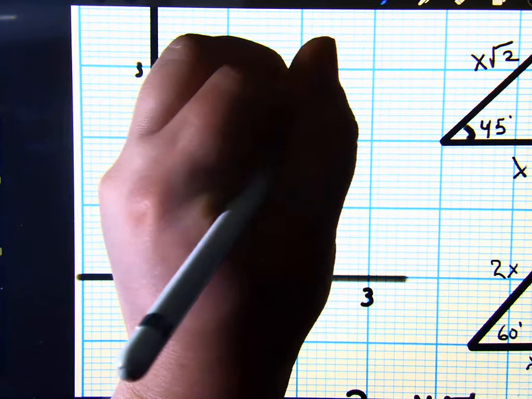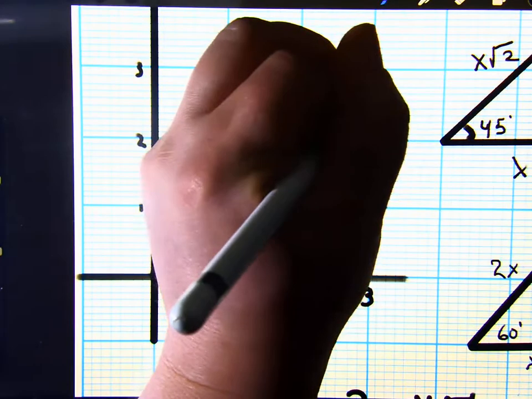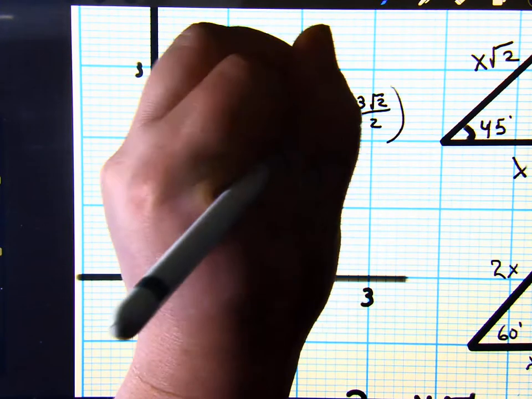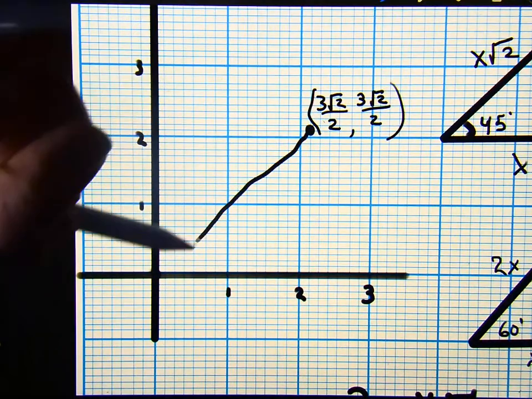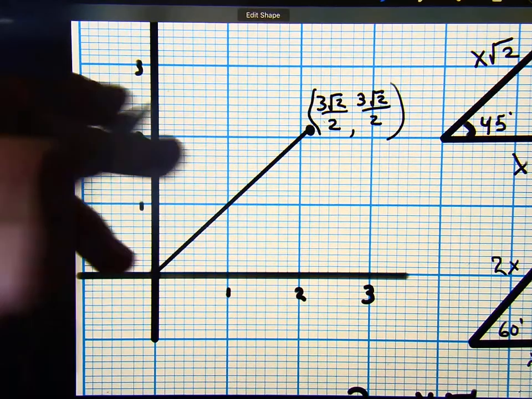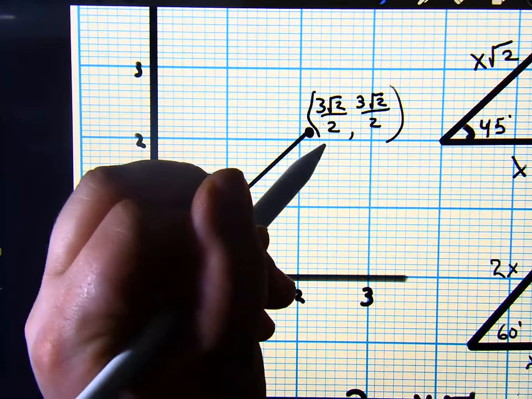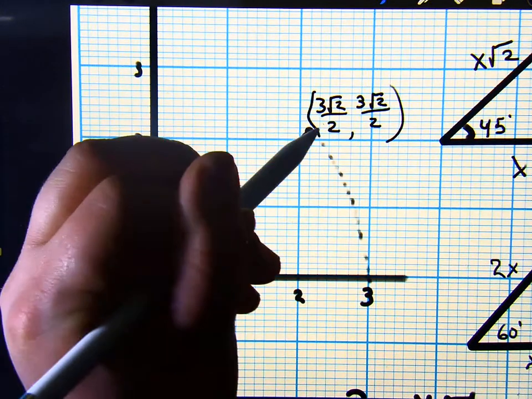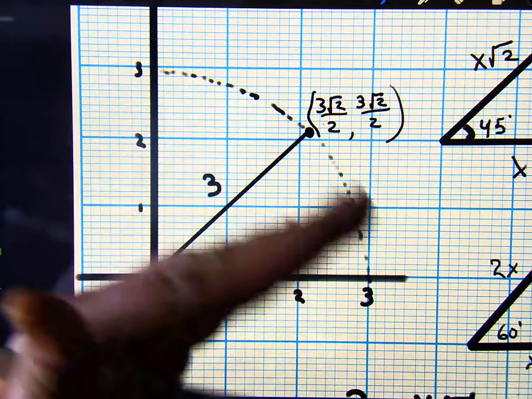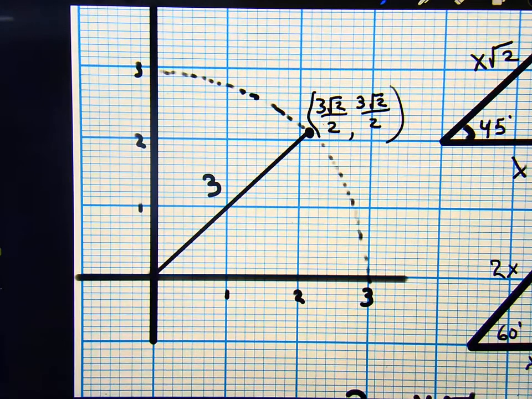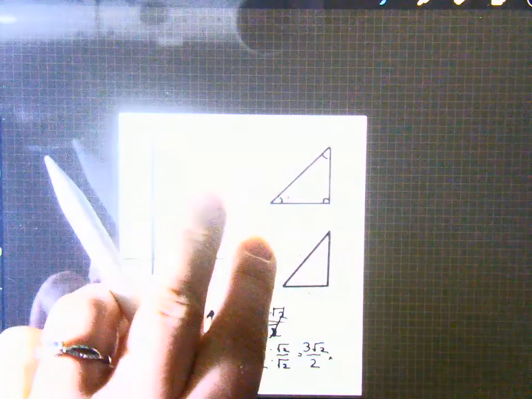This coordinate here is 3 square root 2 over 2, comma, 3 square root 2 over 2. And that means the distance from here to here is 3 units long. So this can be a concept of rotating this radius along this line at this dimension. And that would be my ordered pair.